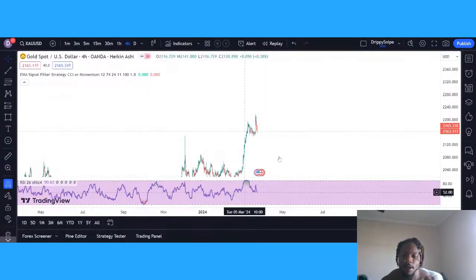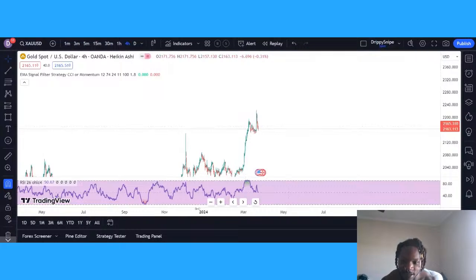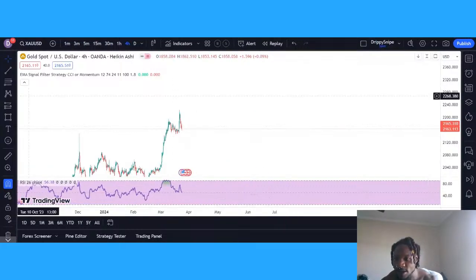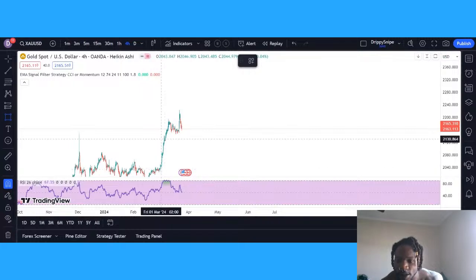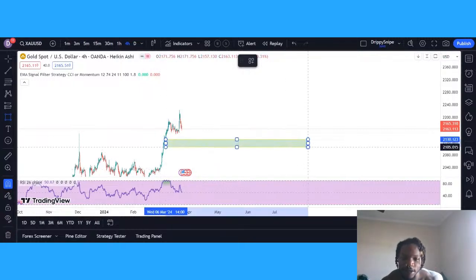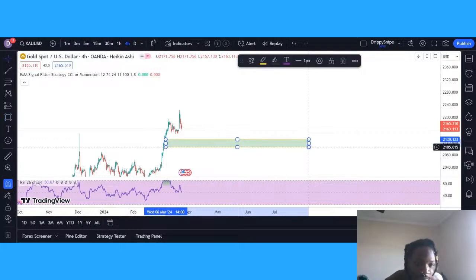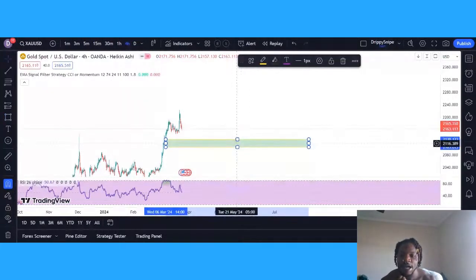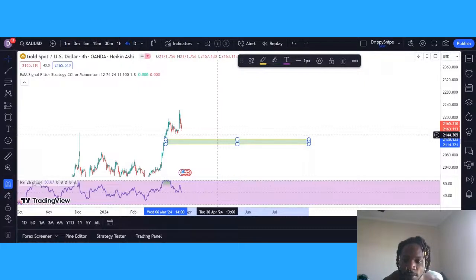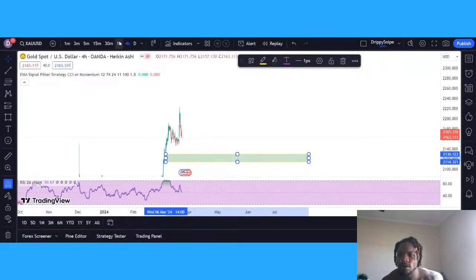If anything, we slide right up in this area, this 2105-ish area. I think that'd be the lowest she'll probably give up, if that at all. Honestly, she might not even give that up. Let's go down to the hourly.